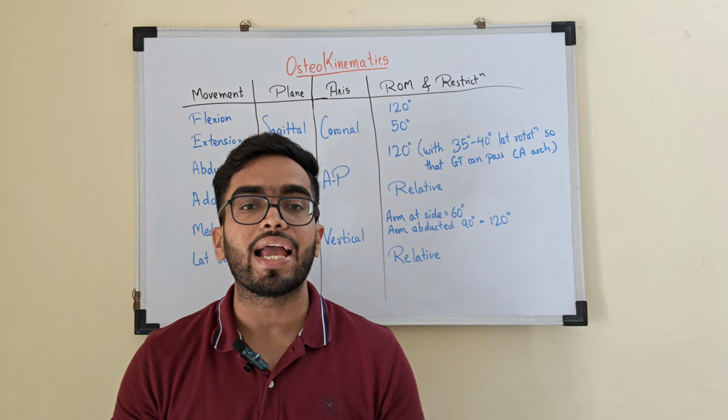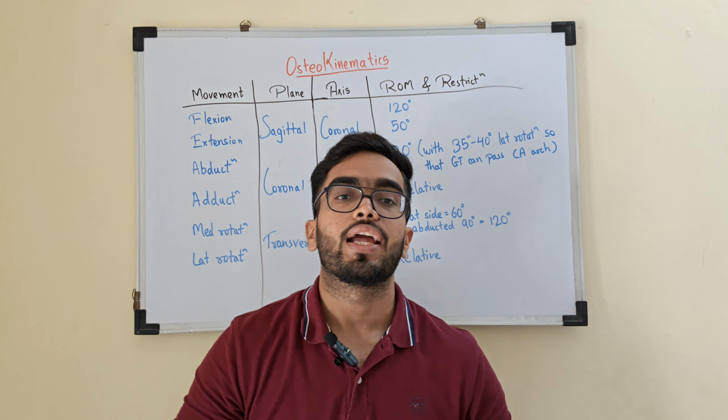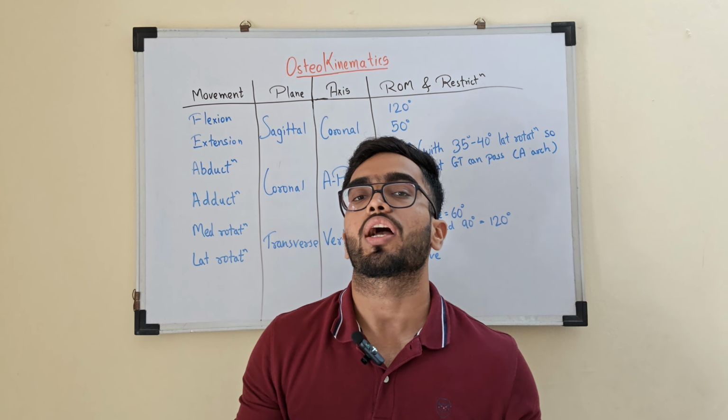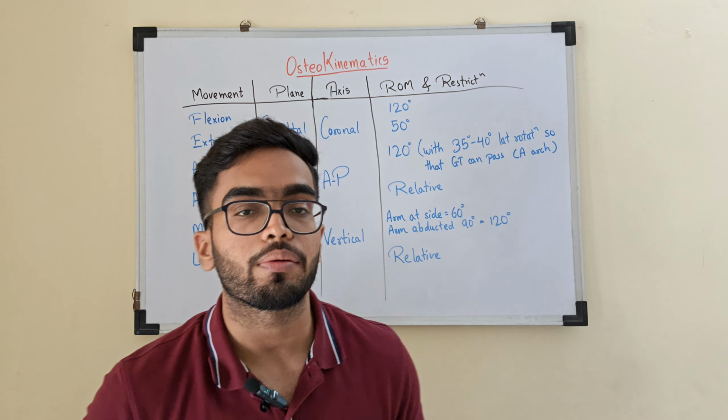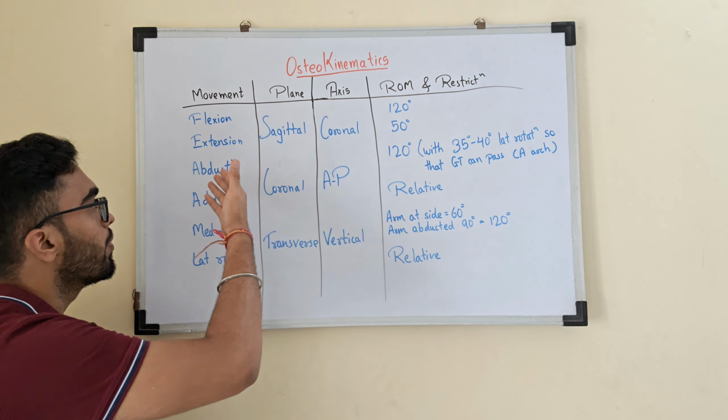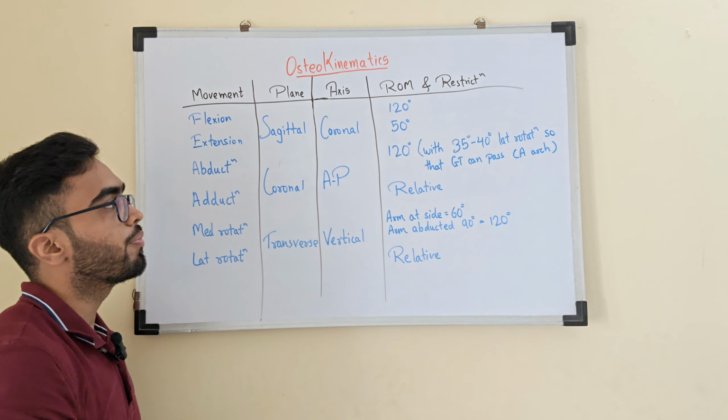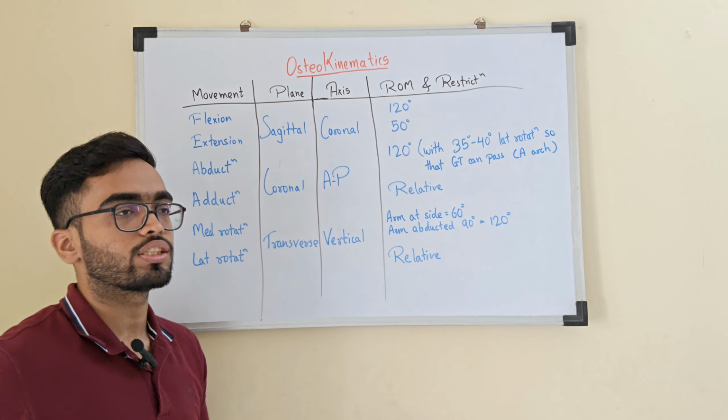Next, coming on to the kinematics of the glenohumeral joint. It includes osteokinematics and arthrokinematics. So coming on to osteokinematics first. It includes the movement, the plane and axis of the movement, and the range of motion with its restrictions.